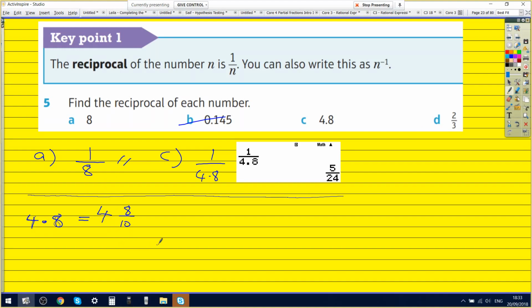An improper fraction. Maybe. No, I wouldn't know. Sorry. So 4 is the same as 40 over 10, plus the 8 over 10. What do you get if you add those two? 48 over 10. Yeah. And so what is the reciprocal of 48 over 10?